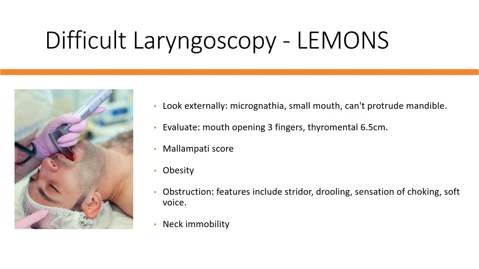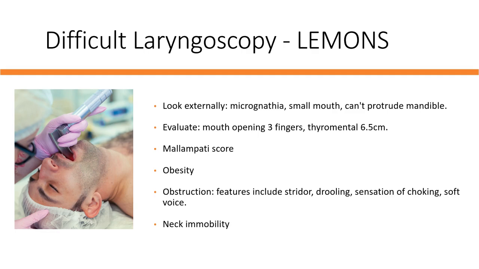The O stands for obesity, and as you can see, obesity is coming up in all of the difficult airway situations. The O also stands for obstruction of the airway, and features of airway obstruction include stridor, drooling, sensation of choking, soft voice. The N stands for neck immobility, and here what we're looking at is the ability to extend the neck, and as you remember, we went through how to accurately assess neck extension.